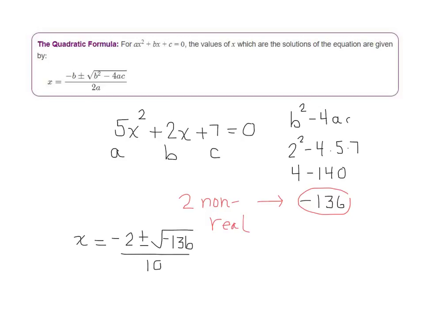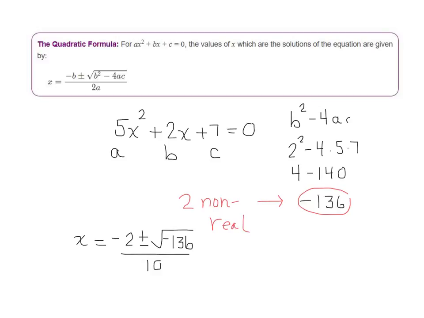Now, this question in my PowerPoint just says determine the nature of the roots. And so what we would say here is that we have two non-real solutions, or it also might be stated we have two complex solutions. One is going to be a plus bi, the other is going to be a minus bi. In this case, we'd say that our solutions are not real, or complex.